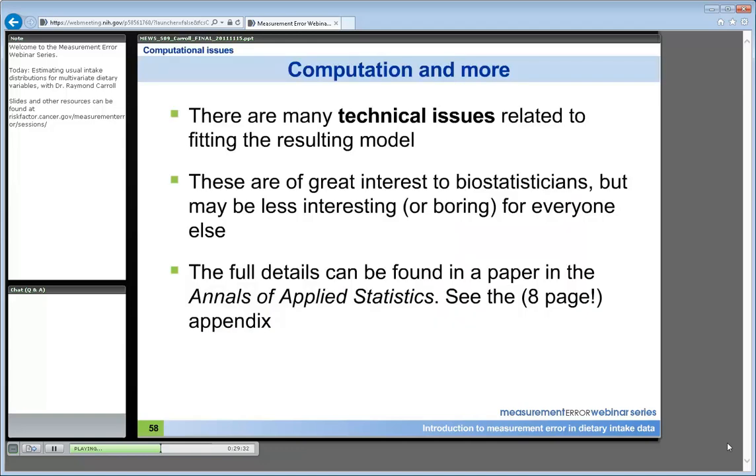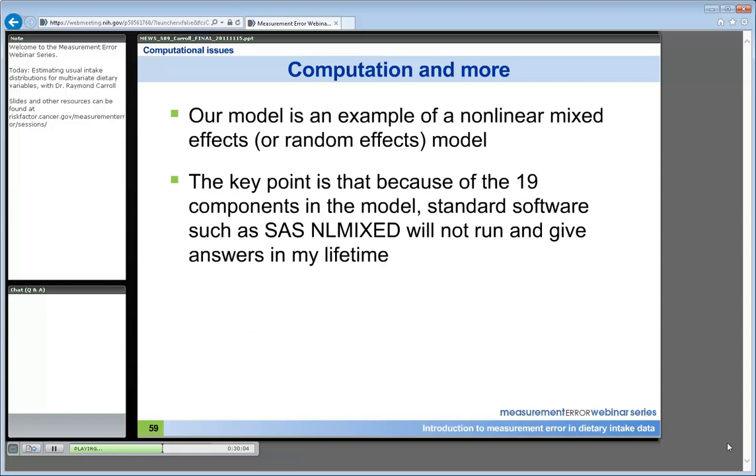There's a lot of technical issues related to fitting this model for HEI 2005, and I'm a technical statistician, so I found it extremely interesting to work with, and Sejin Zhang got a PhD out of it, but it really would be boring for you, just mind-numbing. In fact, the details of the computations take 8 published pages in the Annals of Applied Statistics, and I guess I could amuse my friends by showing them, but I won't show them to you.